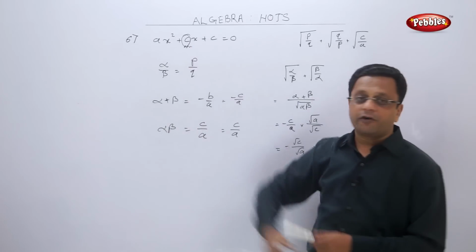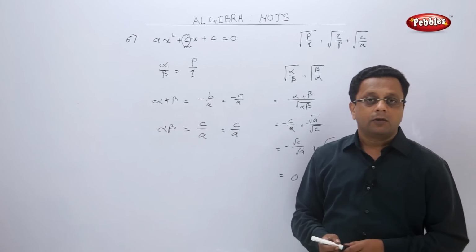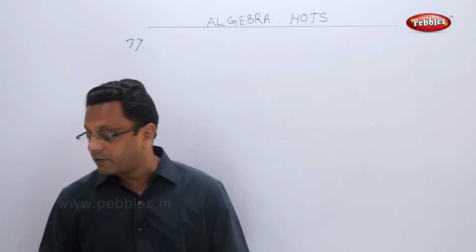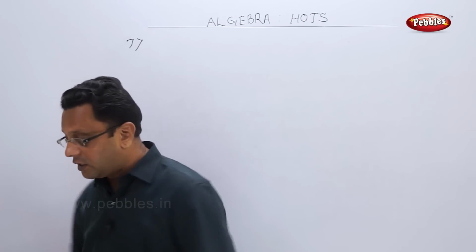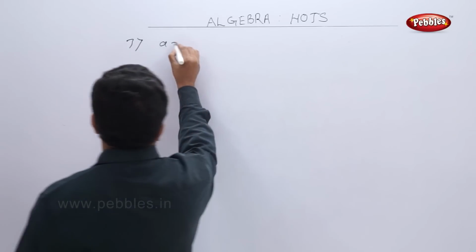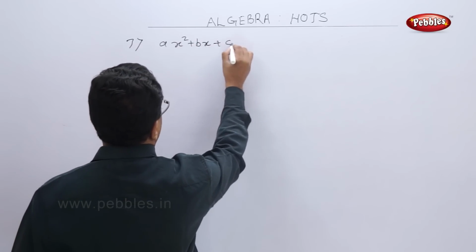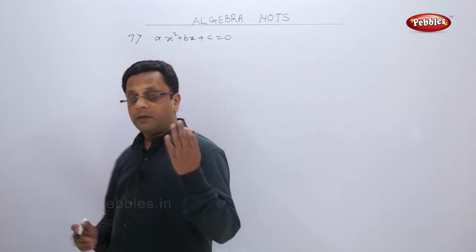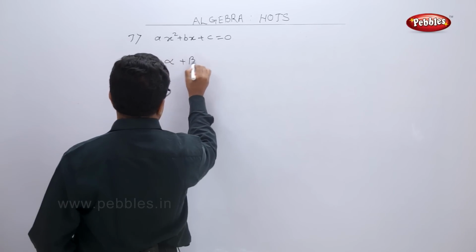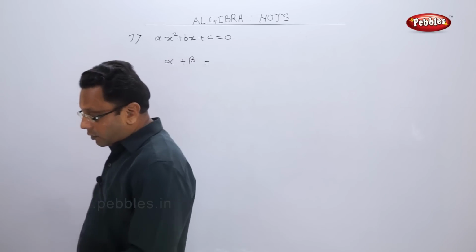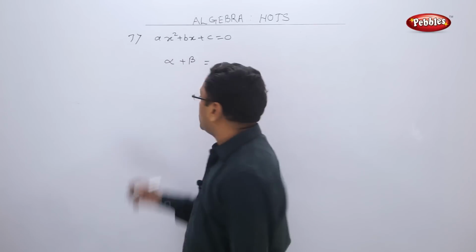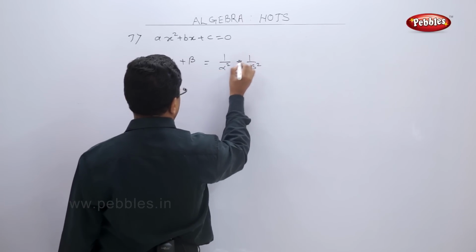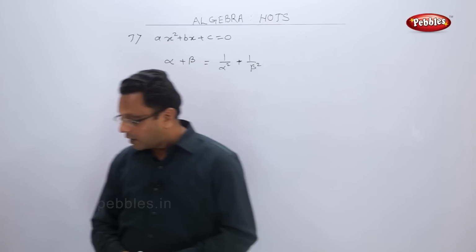Okay, this is the only tricky thing in this example. So shall we move ahead? Now in this case they are asked: if the sum of the roots of the quadratic equation ax² + bx + c = 0, that is, alpha plus beta, is equal to the sum of the squares of their reciprocals, meaning 1/alpha² + 1/beta². This is given, and then they ask to prove that.